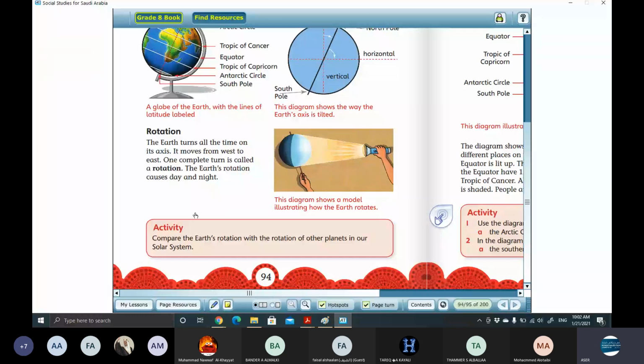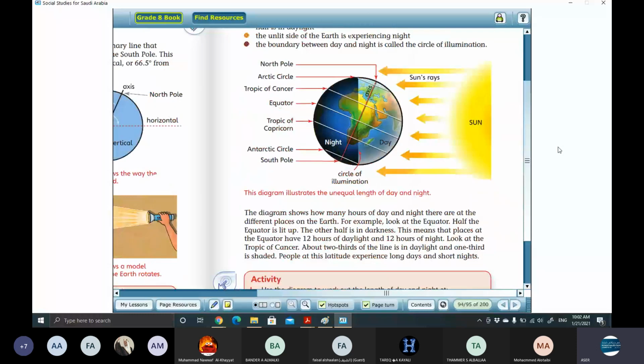shade. Now here in the activity, we are asked to compare the Earth's rotation with the rotation of other planets in our solar system. We can do that later. Actually, they all share the same rotation, except of course for the angle of the rotation.